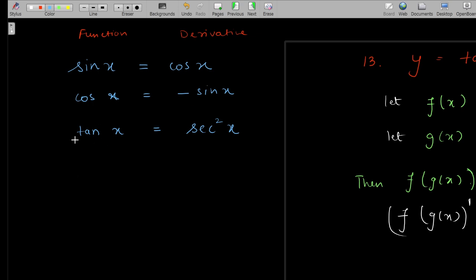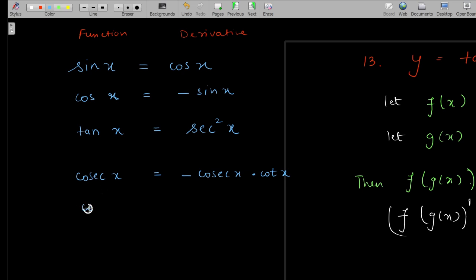Okay. Then cosecant. The derivative of cosecant is minus cosecant x times cotangent x. Okay, Anika? Somehow you'll have to memorize them, and the more you practice, the more you'll be able to memorize them.